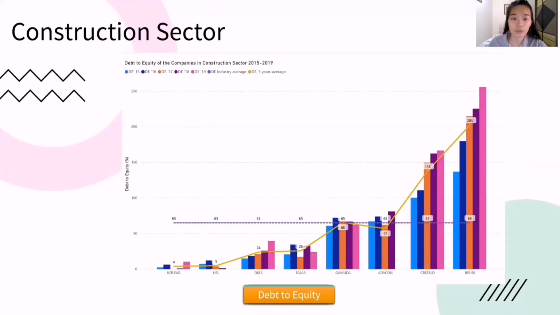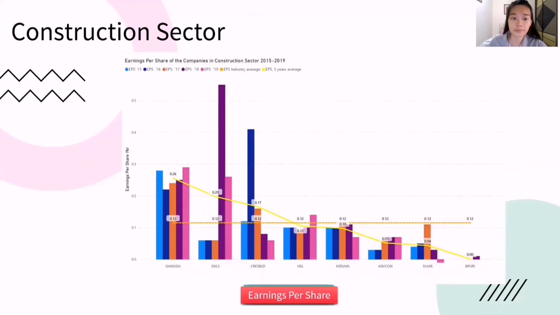The higher the ratio, the greater the risk the creditors are assuming. The industrial average of earnings per share in the construction sector is 0.12. From the graph displayed, Gamuda, DKLS and Presbyterian have a higher ratio than the industry average ratio. Gamuda possesses the highest earnings per share, which indicates Gamuda is more valuable among these companies.